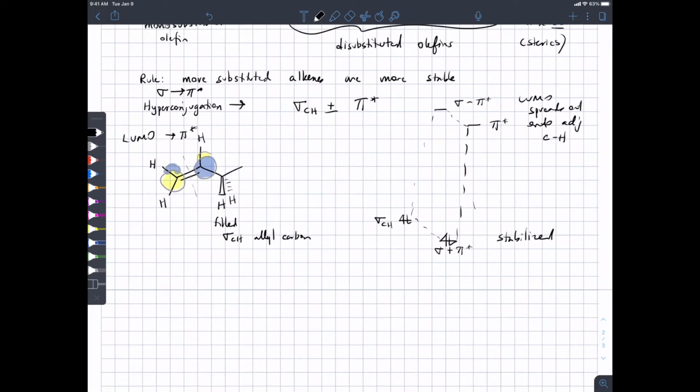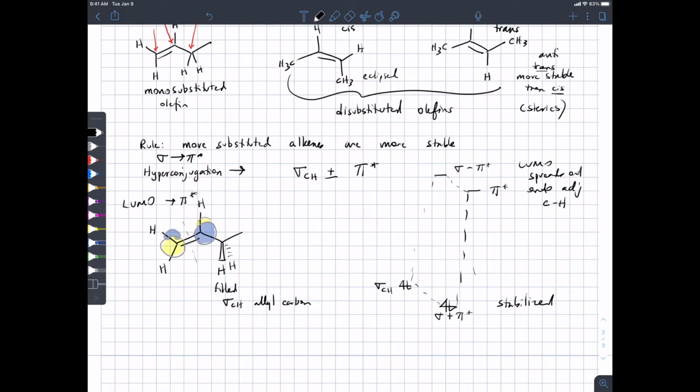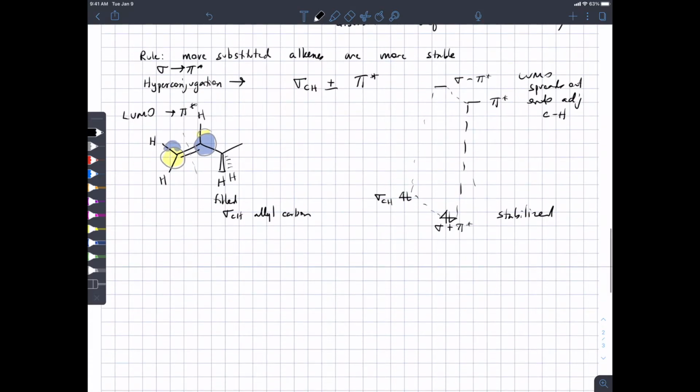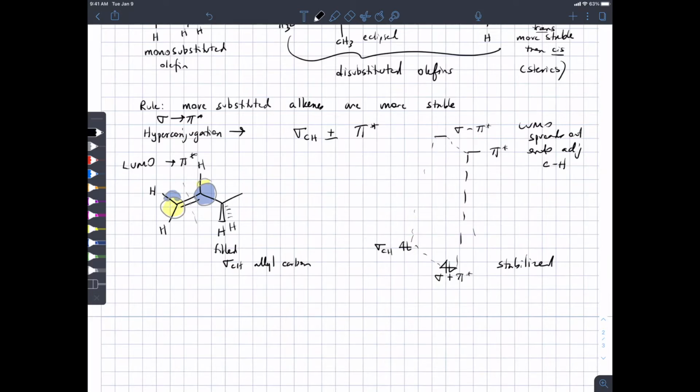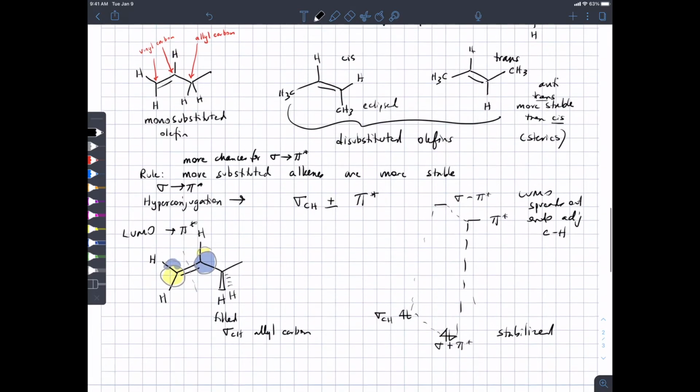So, if that's the case, then the more allyl carbons we put on an olefin, the more chances for hyperconjugation we get, the more electrons get to spread out and delocalize, and the lower in energy the alkene is. All right? So the reason more substituted alkenes are more stable is because they have more chances for sigma to pi star hyperconjugation. So that's your explanation why. And perhaps knowing why will help you to remember the rule and where it comes from.